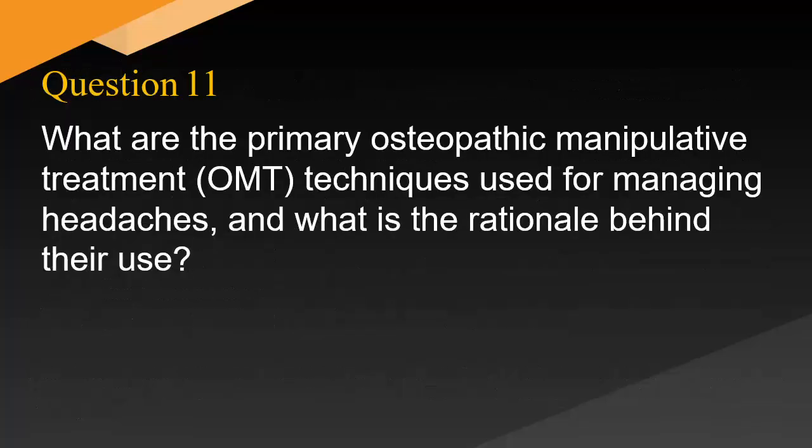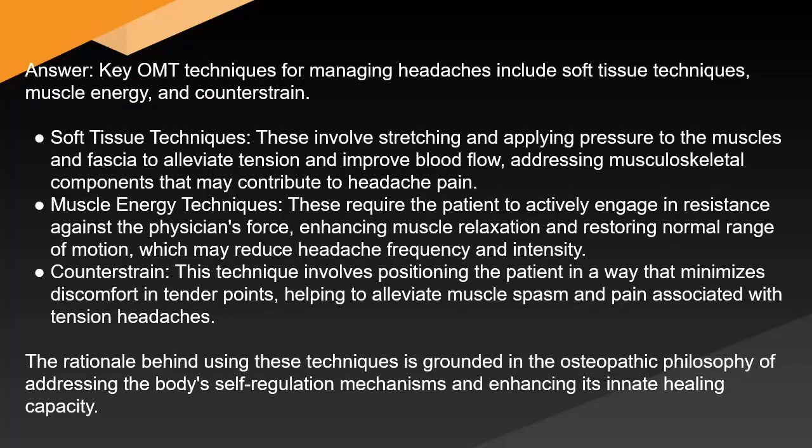What are the primary osteopathic manipulative treatment (OMT) techniques used for managing headaches, and what is the rationale behind their use? Answer: key OMT techniques for managing headaches include soft tissue techniques, muscle energy, and counter-strain. Soft tissue techniques. These involve stretching and applying pressure to the muscles and fascia to alleviate tension and improve blood flow, addressing musculoskeletal components that may contribute to headache pain. Muscle energy techniques. These require the patient to actively engage in resistance against the physician's force, enhancing muscle relaxation and restoring normal range of motion, which may reduce headache frequency and intensity. Counter-strain.